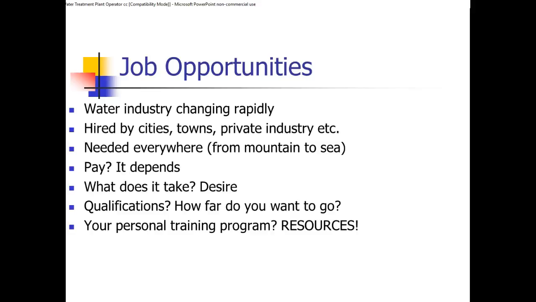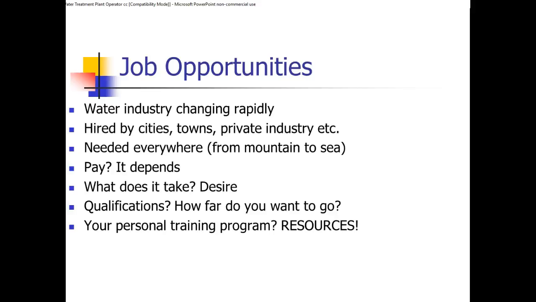So there's a lot of opportunities. There's actually well over 100 job descriptions for the water industry. It's changing rapidly. Workers are hired by cities, towns, private industry. Even all the wineries now are starting to hire water operators. They're needed everywhere, from the mountains to the sea. Oh, by the way, you can work on a cruise ship if you want to. You can go work in Tahoe. You can go to Alaska. Or you can go international if you want to. The pay, well, it depends. If you're in rural America, it's certainly going to pay a lot less than if you're in the city.